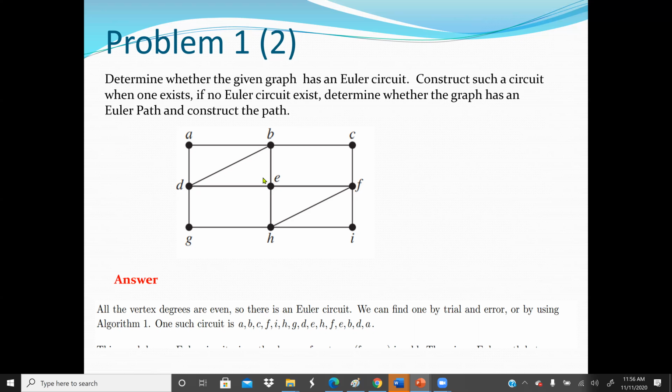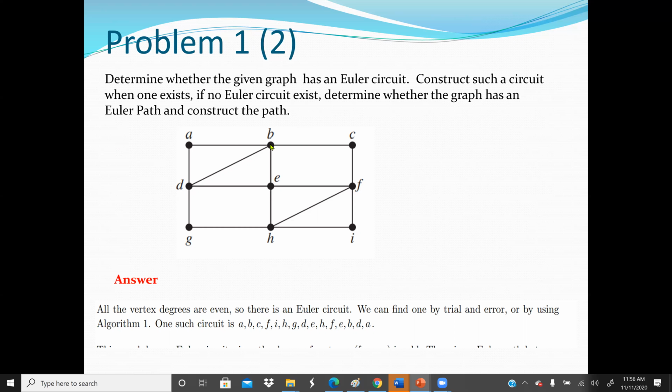So from D, we can go to E. Then from E, we can go to H. From H, we can go to F. From F, remember, we haven't gone through EF, so we go back to E. Then we go up now, we go to B, then we go to our last D, then come back to A. So we visit all the edges once. We start from A and we end at A.